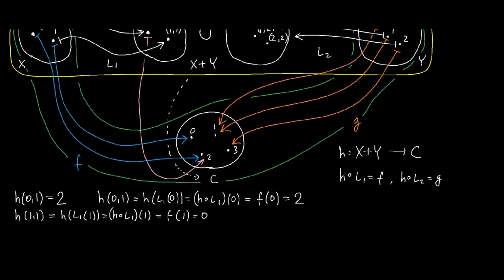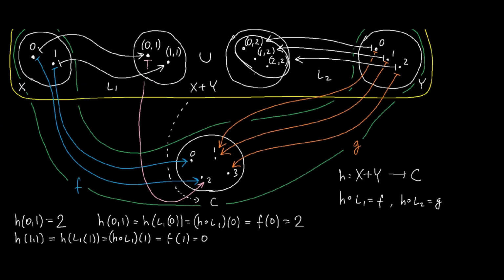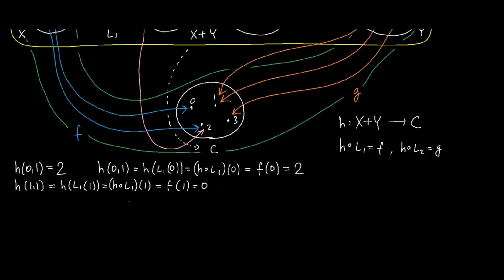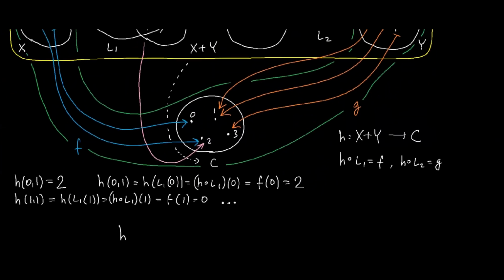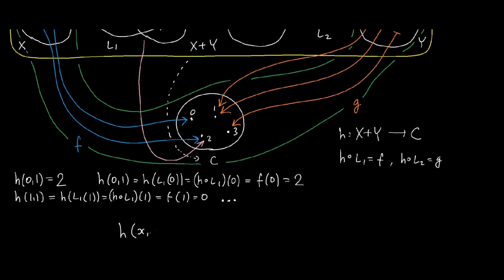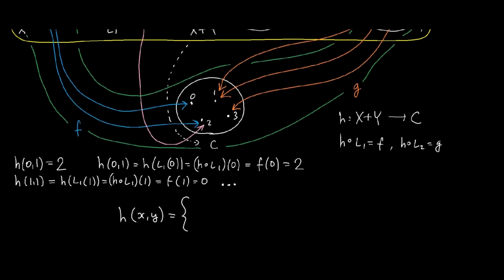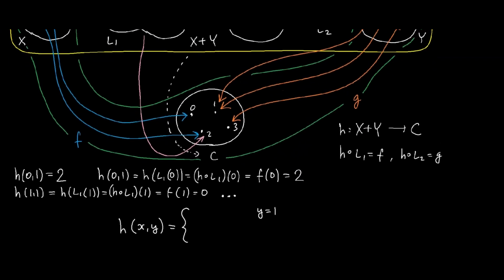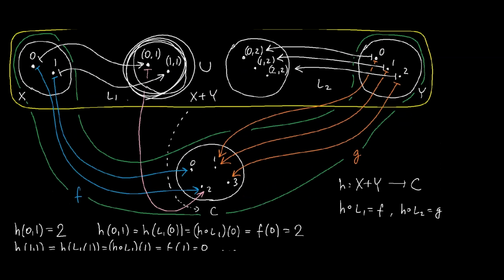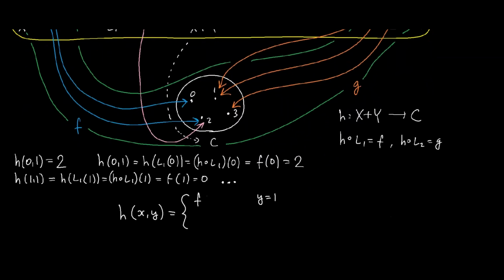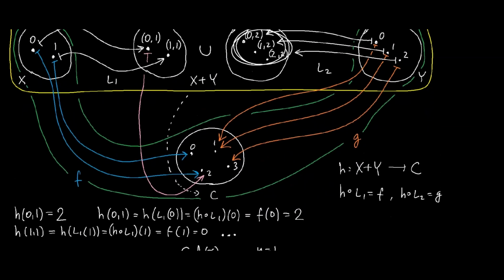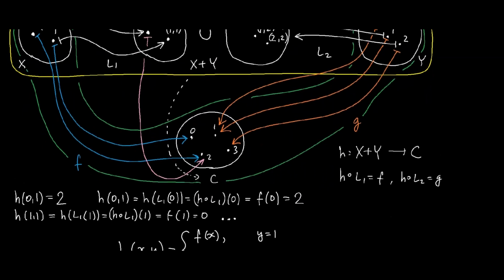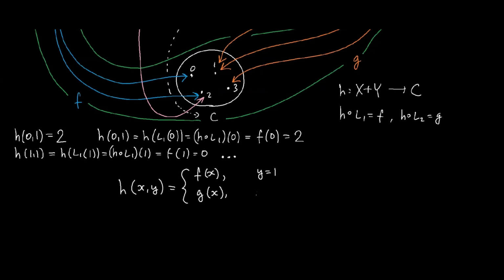So in much the same way, we can now define h for all the other elements as well. The rest of the 3 elements in x plus y are those that come from y by iota 2. And the same logic will apply there. And so I could continue this. And then the general definition of h would be h of xy equals, when y is 1, this means that we are working with xy's from this piece, right? And then h of that should be defined the same way that f is defined on x. So it equals f of x when y is equal to 1. On the other hand, when the second coordinate is 2, which means that we are on the right-hand side, then we want the definition of h to correspond to how g is defined on the components of those pairs. So we will say that this is equal to g of x when y is equal to 2.